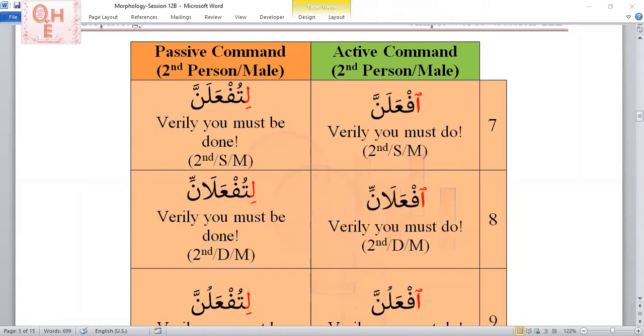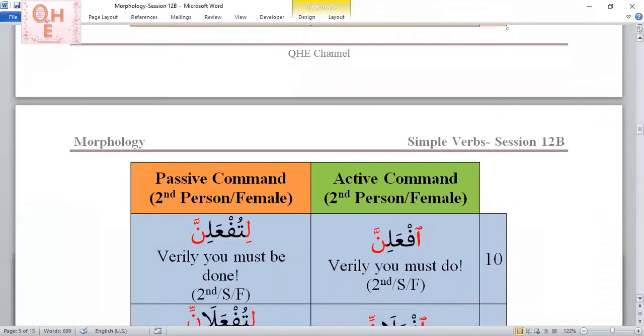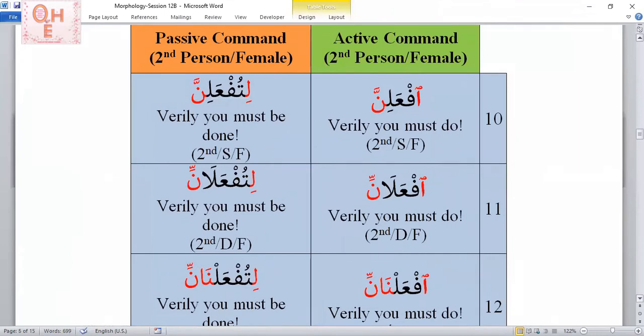Now let's look into the second person female chart for the emphatic command. If'alinna, verily you must do. The doer is a second person singular female.